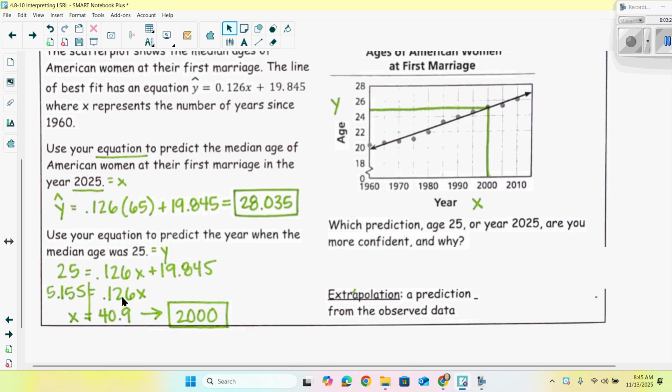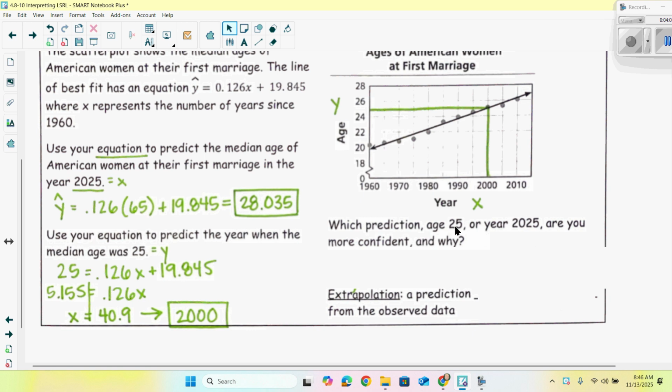5.155 equals 0.126x. And then to get rid of the times 0.126, we divide by 0.126, so 5.155 divided by 0.126 is 40.9, and 40.9 years since 1960. So we've solved for x, that's a year since 1960. To get the year, we would add this to it. So it's almost 2001, really. It's 9/10 of a year into 2000.